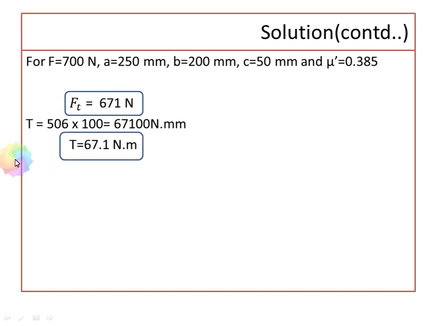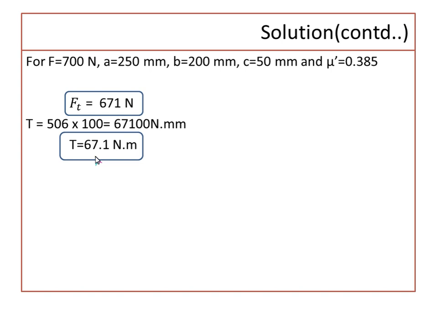Based on Ft, the torque resisted by the brake drum is, after conversion, around 67.1 Newton meter, and this torque is transmitted by the block brake. I hope you have understood the problem. The only change in this problem is that the angle is given.